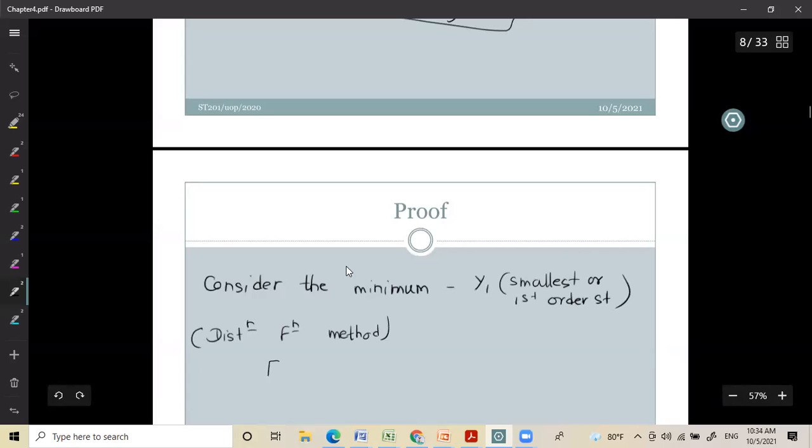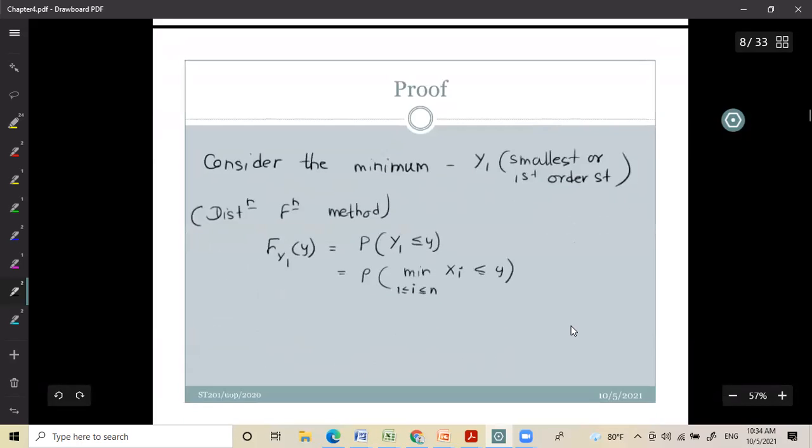Okay, so let's try to find F_Y1(y) now. Y1, the minimum. Again, let's apply the definition of the CDF. So that will be P(Y1 less than or equal to y). Again, this is the minimum of Xi, i from 1 to n, less than or equal to y.